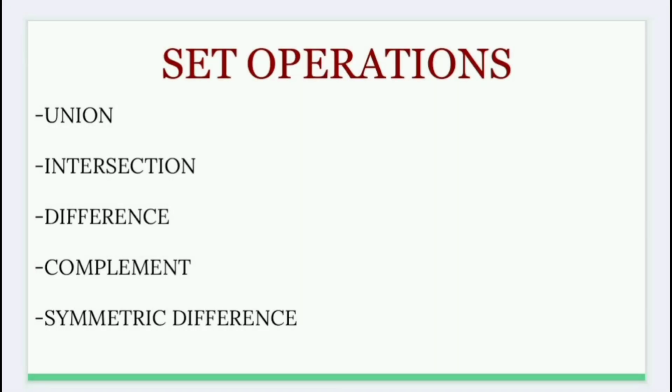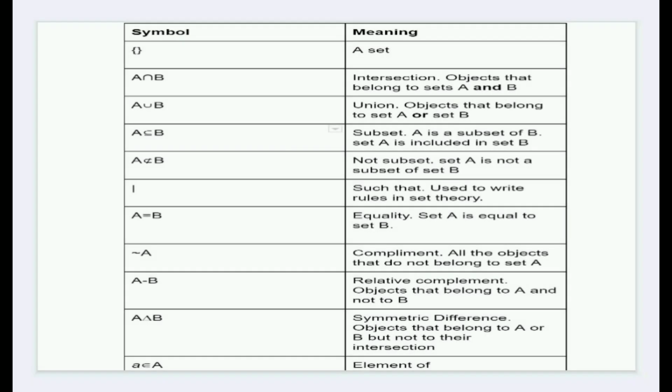The next, set operations. There are different types of set operations. First one is curly braces, which means a set. Then A intersection B. Intersection means objects that belong to set A and set B. Then A union B. Union means objects that belong to set A or B. Then subset. A is a subset of B. Set A is included in set B. Then not a subset. Set A is not a subset of set B.